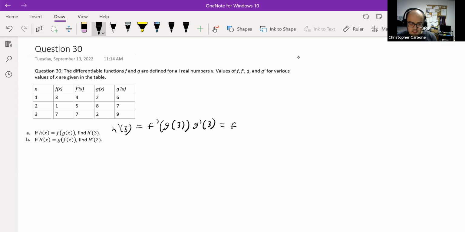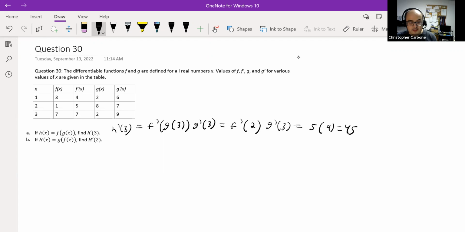So f prime of 2, because g of 3 is indeed 2, times g prime of 3. f prime of 2 is 5. g prime of 3 is 9. This makes 45.